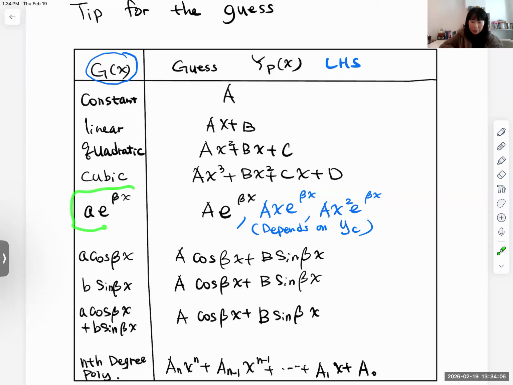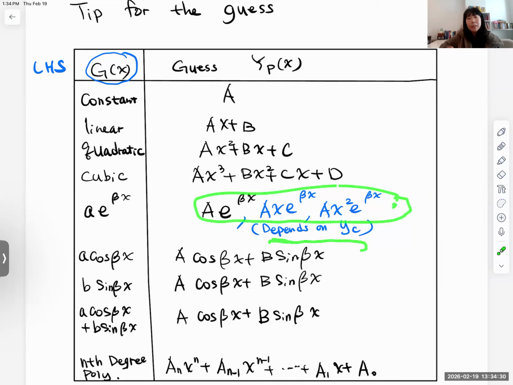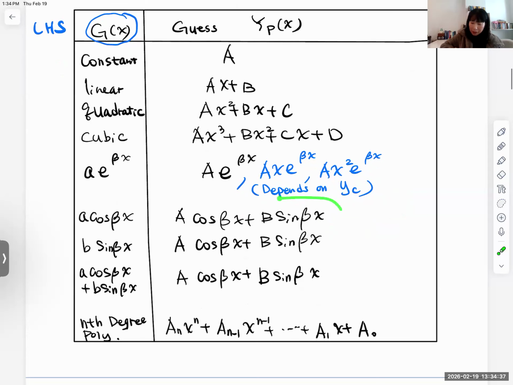It depends on the complementary equation, the complementary solution. If we have this form on the right-hand side, then we can guess the form of the particular solution. So I say it depends on the complementary solution. We have one example like this, and I'm going to explain more later on.